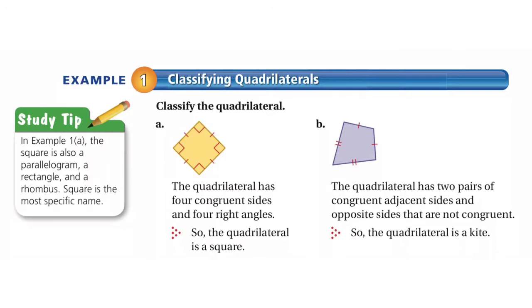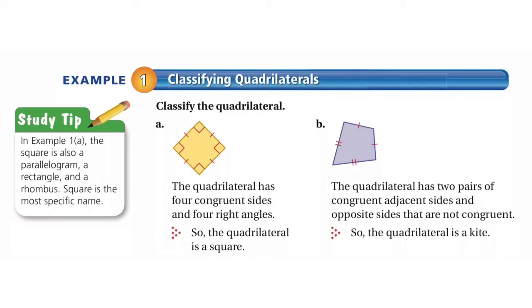So for example 1, classifying the quadrilaterals. Well, that first shape, A, that quadrilateral has four congruent sides and four right angles. Also, opposite sides are parallel. You've got yourself a square.